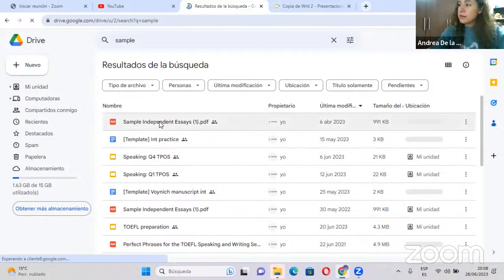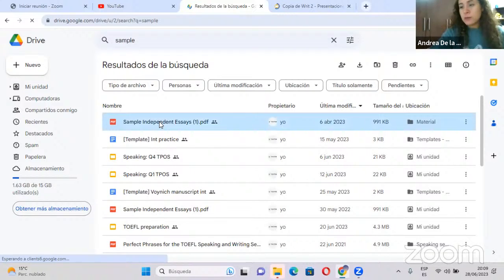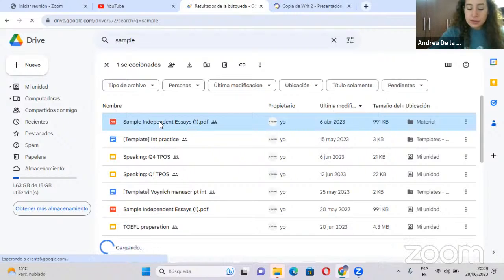The thing that I really like about this PDF is that these responses are from actual TOEFL past tests. So they are official from the ETS. They are related to the topics that you will find in the actual exam. And well, they are really well written. You know, all of them are examples of five level responses. So you better check them out.